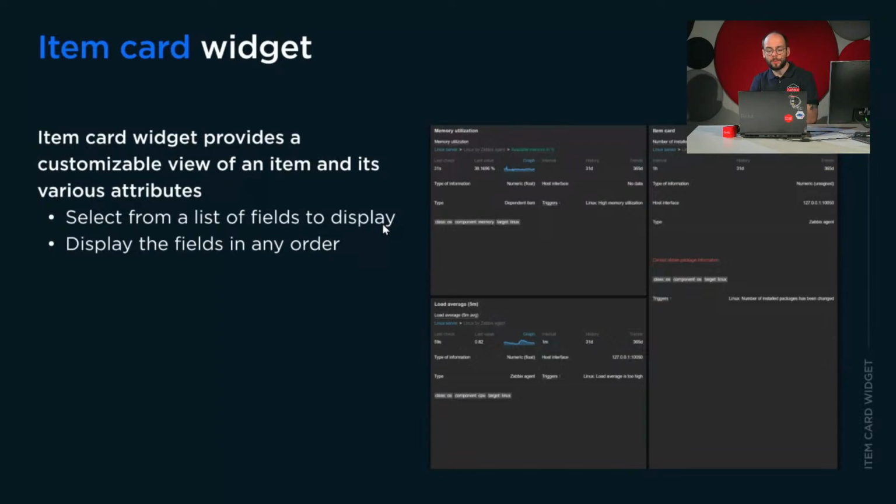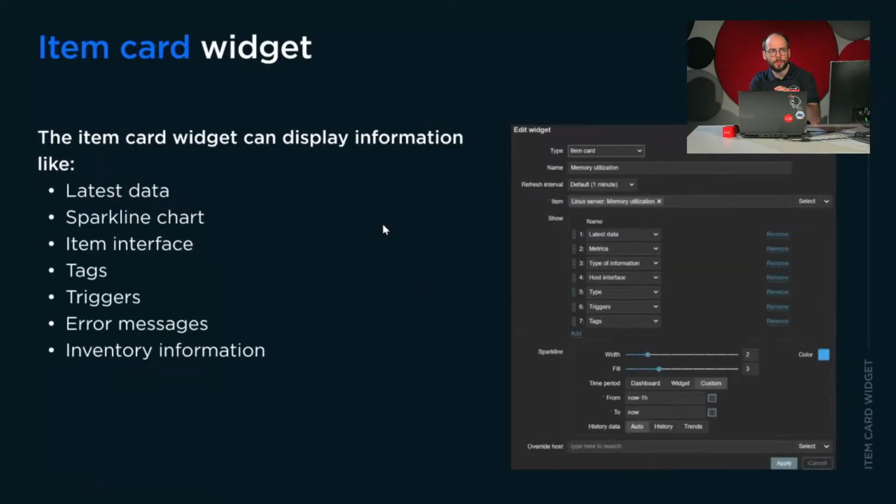Then this item card widget is just for that. Once again, if you've used host card widget from 7.2, then item card behaves very, very similarly. You can select which fields you want to display. You can move them around. Over here, we can see, hide some fields, add other fields.